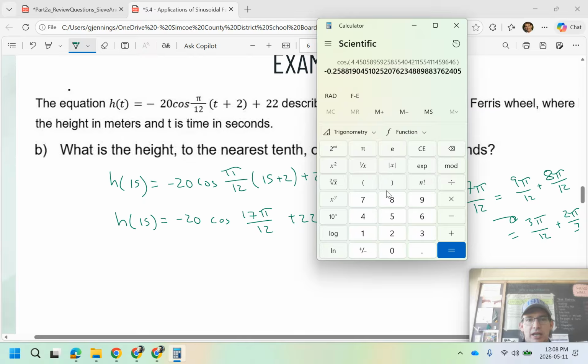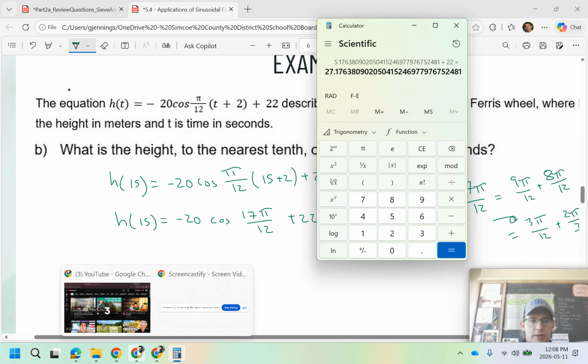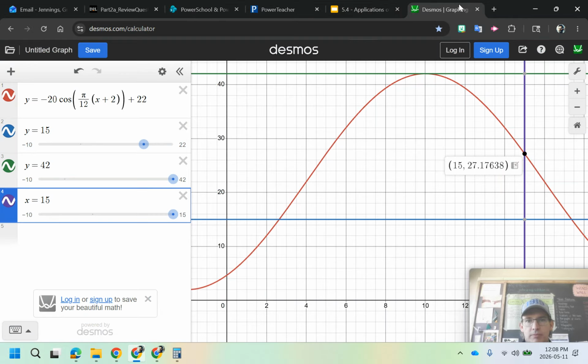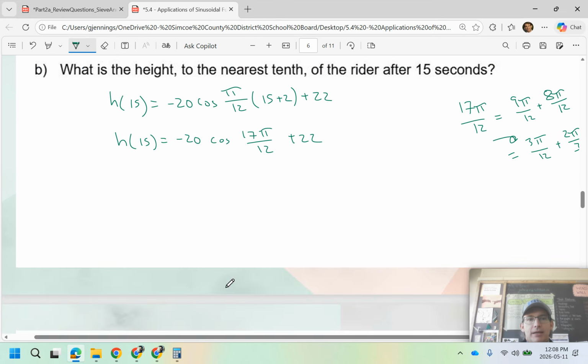There we go. We got that negative number. Multiply it by 20, but it's negative. It's that, and then add that to 22, and I get that 27.176. Yay, 27.176. My calculator and this calculator agree. Good, that's all we do there. All right, next.